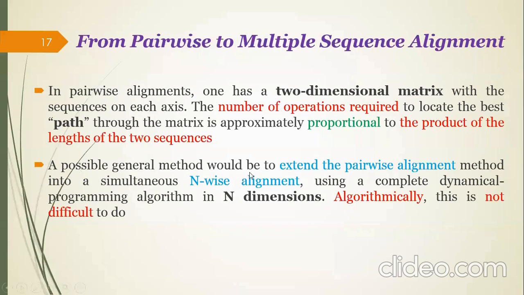So a possible general method would be to extend the pairwise alignment method into a simultaneous n-wise alignment, using a complete dynamic programming algorithm in n dimensions. If there are n number of sequences, n dimensions will be there. Physically it's difficult, but algorithmically, it is not difficult to do. But what about the execution time? Execution time matters because it will be time consuming and software intensive.